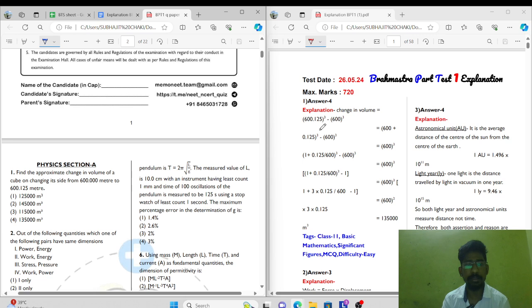So the main thing we will be discussing today is the BPT, the Brahmastra part test. In this test for physics, there are two basic chapters: basic mathematics and units and dimension. Right? These two are the basic chapters.